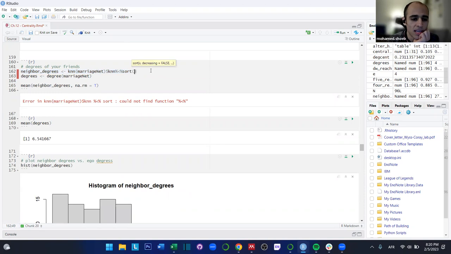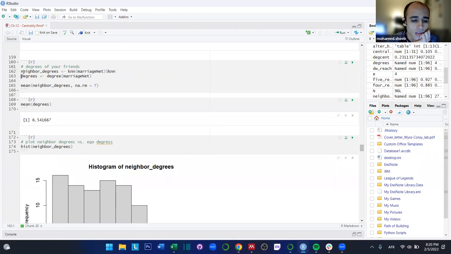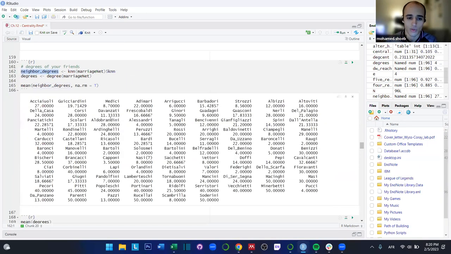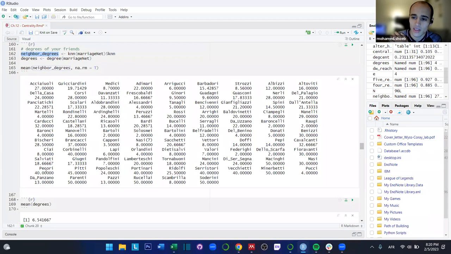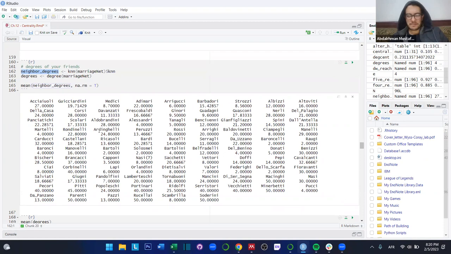Okay, so what KNN does, it looks at the average nearest neighbor degree. So for each node, for each family, it looks at the connected families, and then it divides their centrality by the number of connected nodes. I'm not sure I quite catch that. So for example, if a family is connected to 10 other families, you will have a vector of length 10, and each entry will have the degree of each family, and then you sum them up and divide by 10. The average. Yeah.